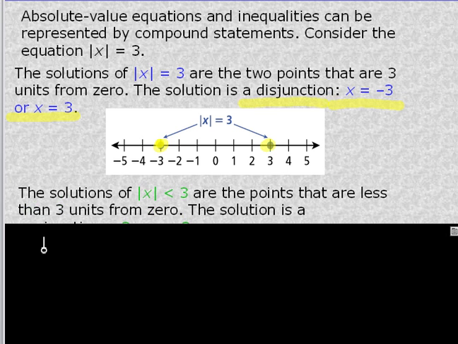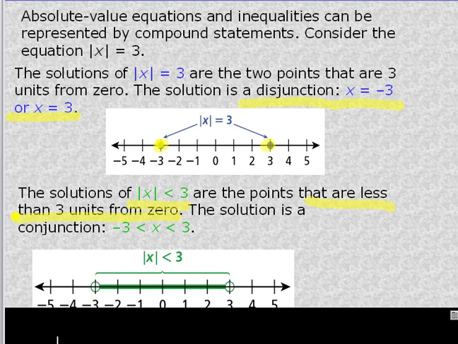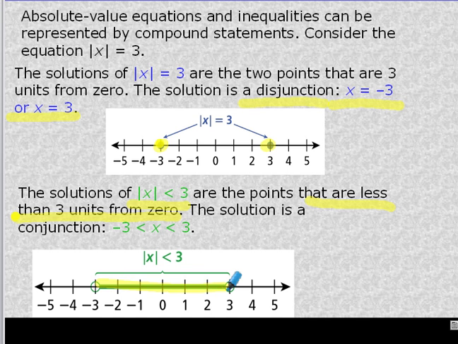If we look at absolute value of x is less than 3, what does it mean? It means we want the values of x that are less than 3 units away from 0. So if you think about it, it's going to be a conjunction. It's going to be the points from -3 to 3. That's the solution of absolute value of x is less than 3. Those are all the points that are less than 3 units away from 0. So if we graphed it, it would look like this, going from -3 to +3. So absolute value with a less than is going to be a conjunction.